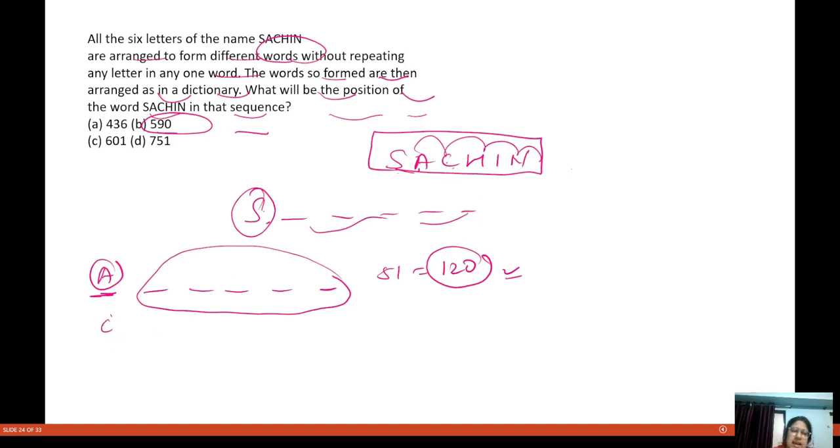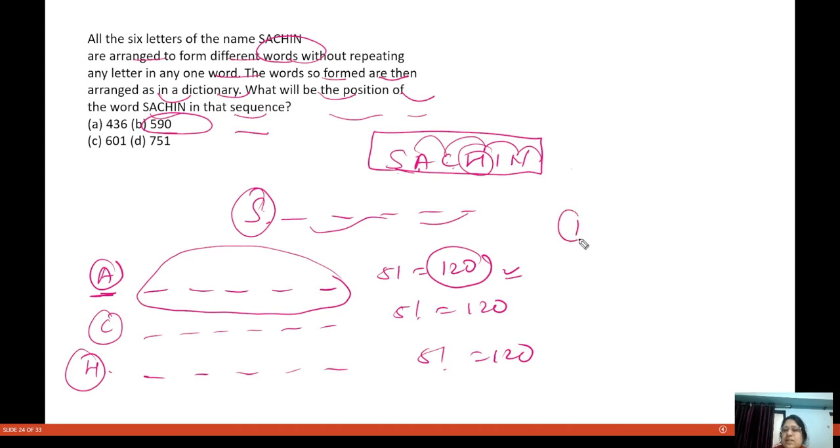Then how many words starting with C will be there? Factorial 5, that is 120. How many words starting with H will be there? Because we are seeing the sequence, that will also be 120. How many words starting with I will be there? That will be 120. And how many words starting with N will be there? That will be 120.